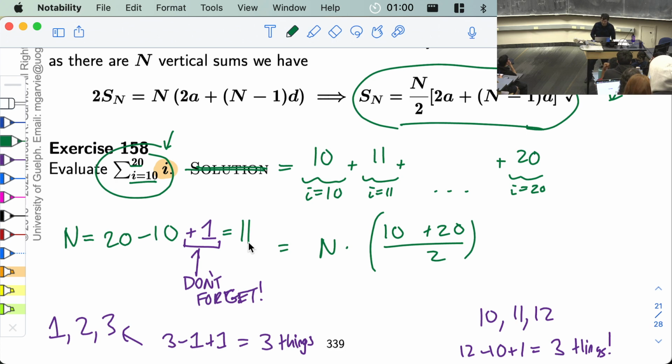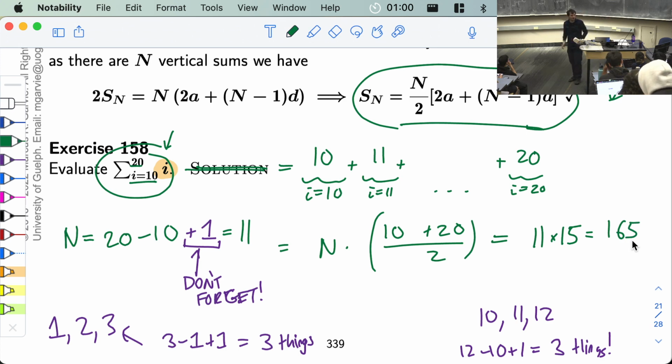So the actual final answer is 11 times 10 plus 20 divided by 2. The average of 10 and 20 is 15. So 11 times 15. And the trick for multiplying by 11 is you do 15 and then 15, right? And then you smoosh them together, so you get 165, right? 15 with the sum of 1 and 5 in the middle. So if you said 165, you got it right.